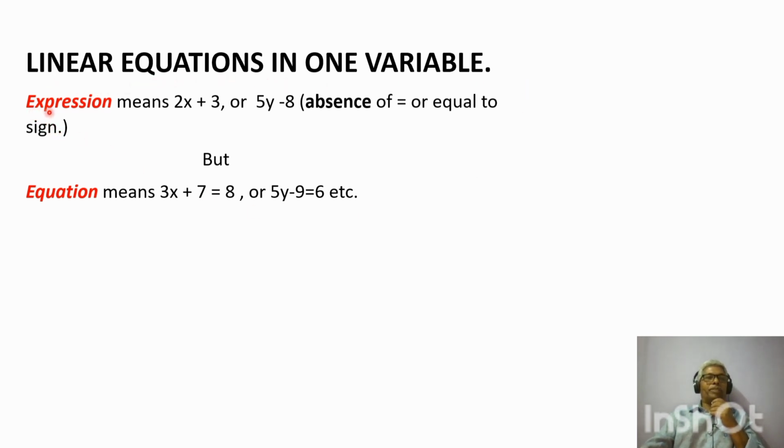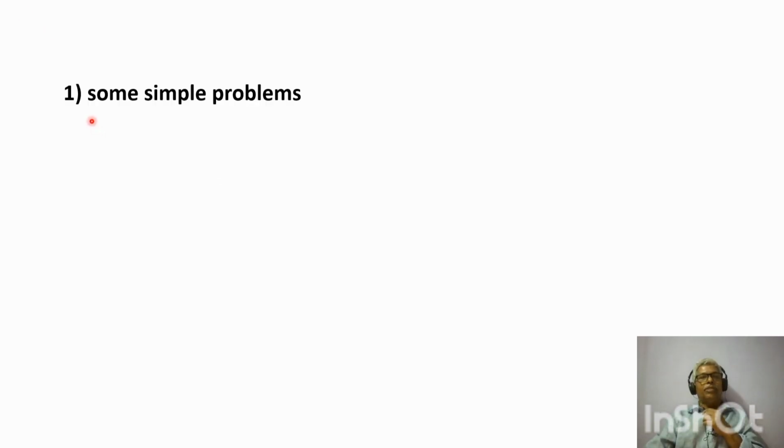There are two terms, expression and equation. Expression means something such as 2x plus 3. It doesn't contain an equal to sign; there is an absence of the equal to sign. But an equation contains an equal to sign. Some simple problems.